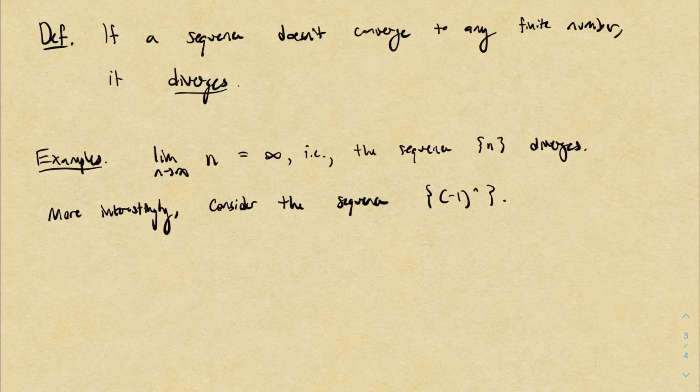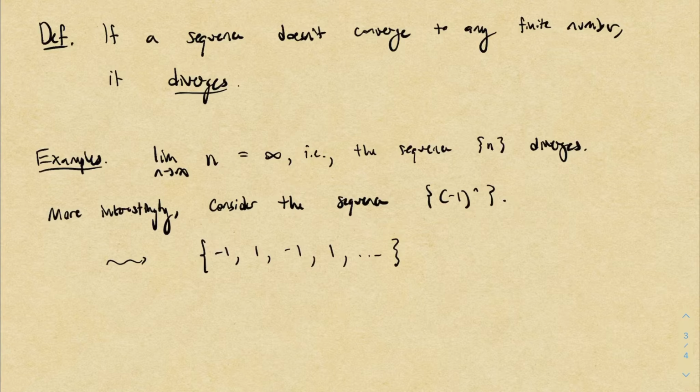If I were to write this out as a list, what would we get? Well, when n is 1, -1 to the 1 is -1. When n is 2, -1 squared is 1. And then for every odd number n, we'll get -1, and for every even number, we'll get +1. So this sequence alternates between -1 and 1 forever and ever and ever.